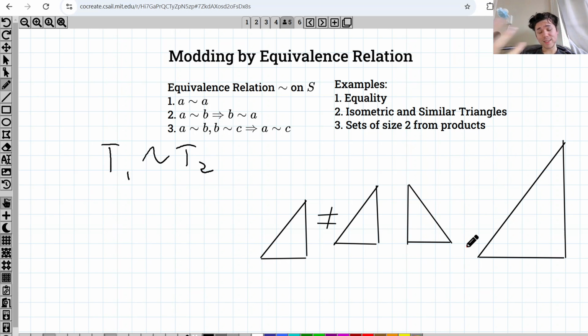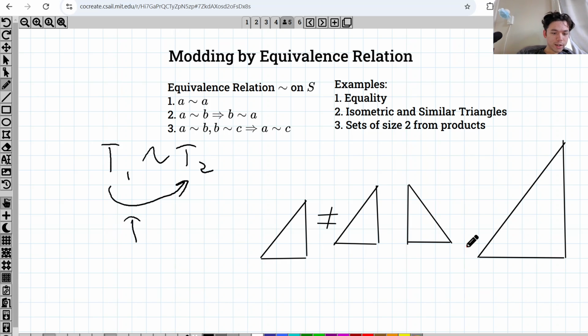plane, which I'm being slightly vague about, but it means I can do scaling, I can do rotation, and I can do reflections and compositions of those to go from T1 to T2. If I can do a bunch of transformations of the plane to show that one triangle can be mapped to the other, they're similar. And so then the thing to check is: is this relationship an equivalence relation?